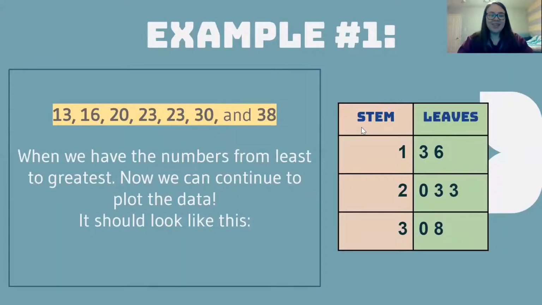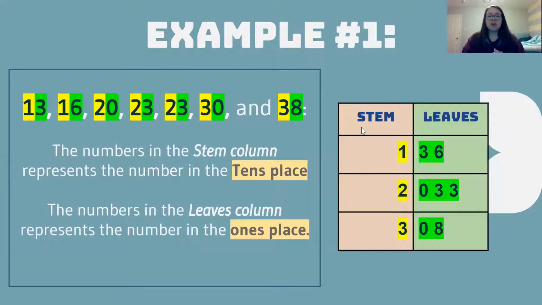We would continue on, and I would say to them that when we have the numbers now from least to greatest, we can continue to actually label the chart and put them in. So I would emphasize the labeling. I would say that on the left side is the stem, and on the right side are the leaves. I would explain to them how the numbers in the stem column represent the numbers in the tens place, and that the numbers in the leaves column represent the numbers in the ones place.